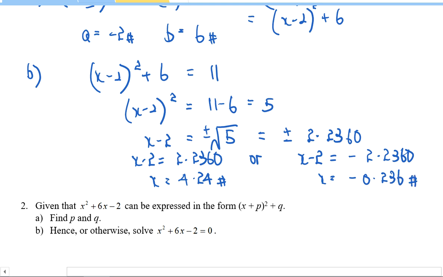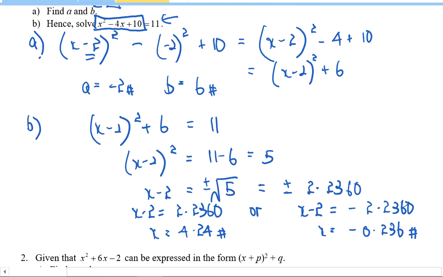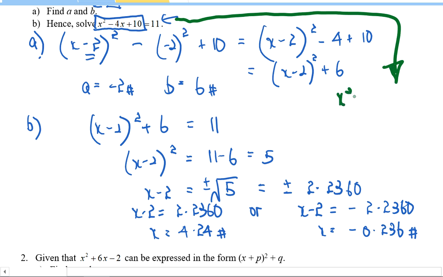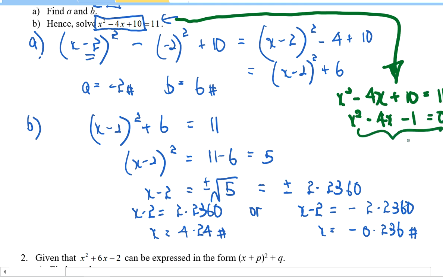SF as well. If you want to, you can check whether your answer is correct by looking at the original equation. You have x squared minus 4x plus 10 is equal to 11. You can press a calculator and you should get the same two answers as well. This is for checking. This is not for solving. However, you can look at question 2 now.